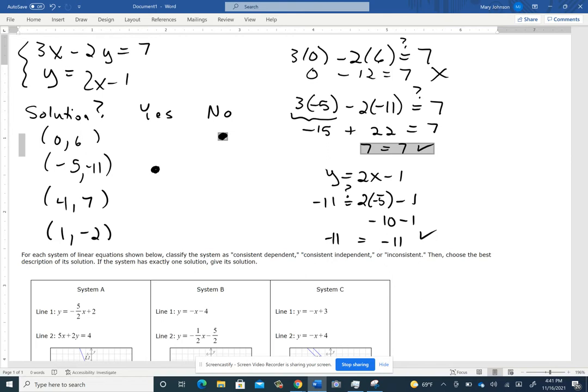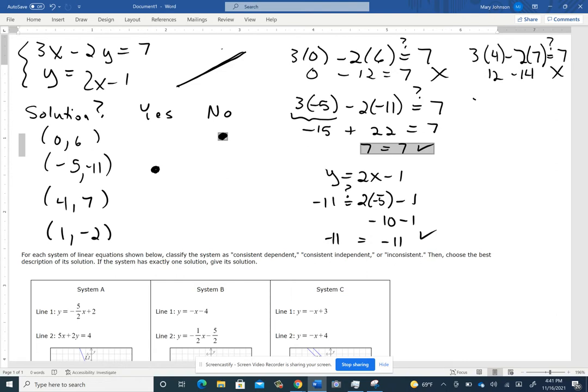Now, I know that this must mean the other 2 points do not work because I understand this really well, and I know that I had 2 lines. Well, that's not necessarily true. They could be coinciding, so let me take that back. I better not just immediately put in no. Let me go ahead and test 4, 7. So I'm going to put in a 4 for the x and a 7 for the y. Now that'd be 12 minus 14. So that one does not work.